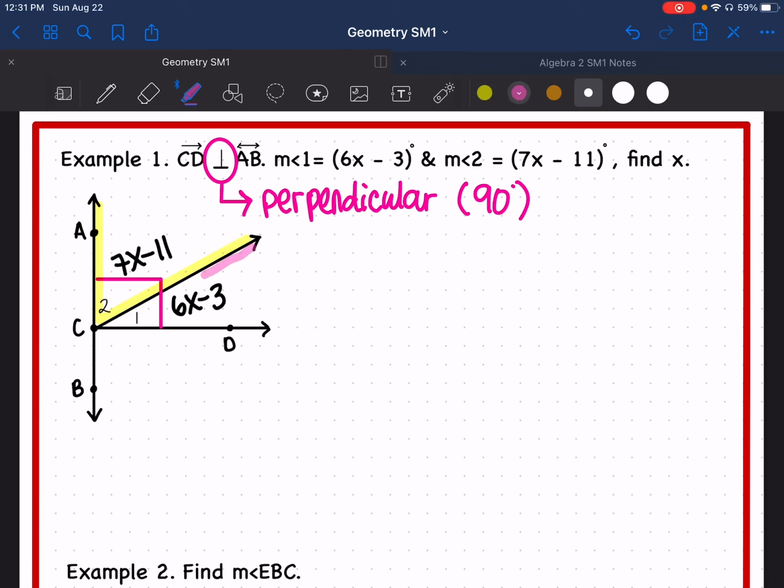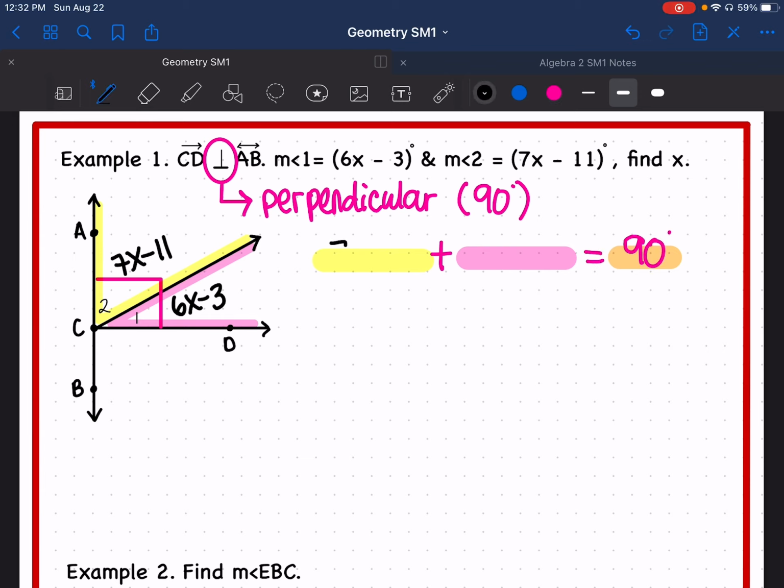angle 2, it doesn't matter, plus this angle has to equal 90 degrees. That's what perpendicular, that's what complementary means. These angles have to be complementary to one another, right? To be, let me show you, to be this one, right? Well, no, we don't need that. There we go. So the yellow plus the pink has to equal 90 degrees.